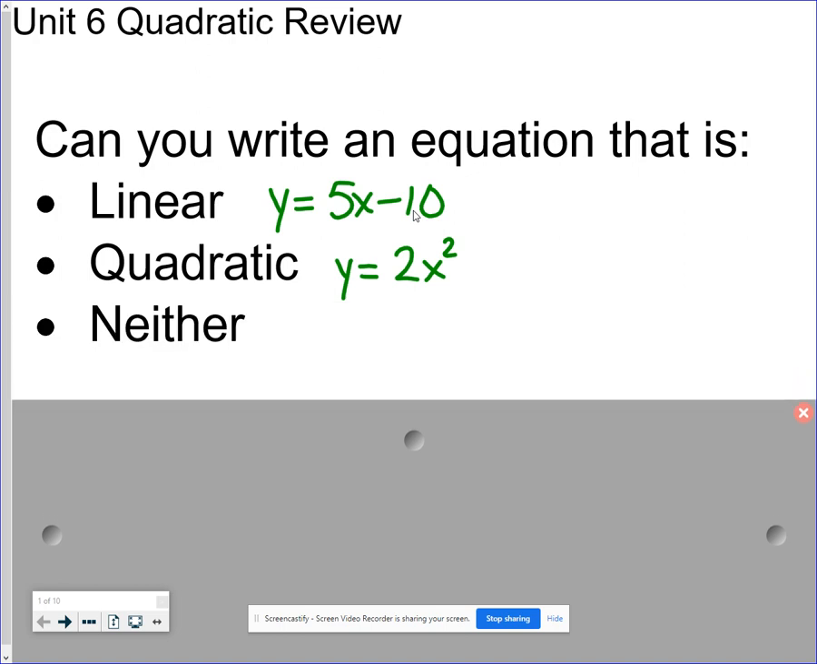And something that's neither of those, I would say an easy thing to do is just change the exponent. You know, in linear, I don't have an exponent on the x. There's really a 1 there. Quadratic is a 2. Neither would be something like just x cubed. And again, you could add or subtract other stuff after that. But having something that's not an exponent of 1 or an exponent of 2 is going to give me something that's neither linear nor quadratic.